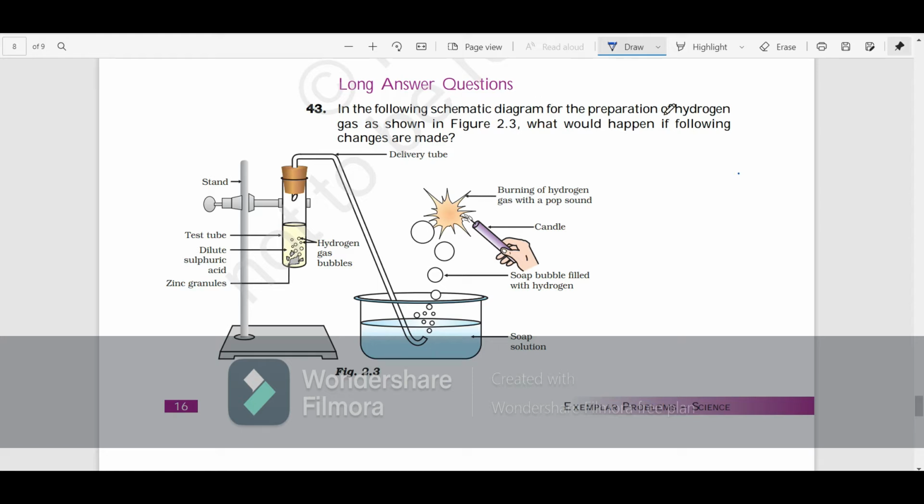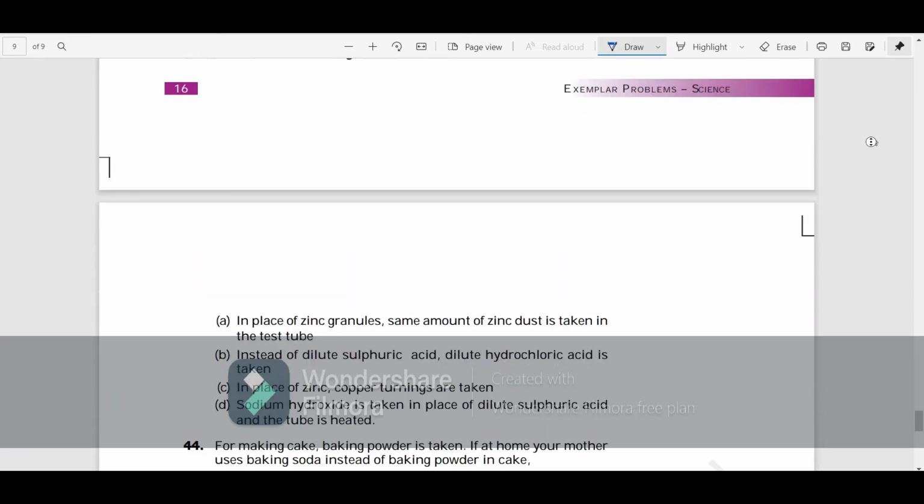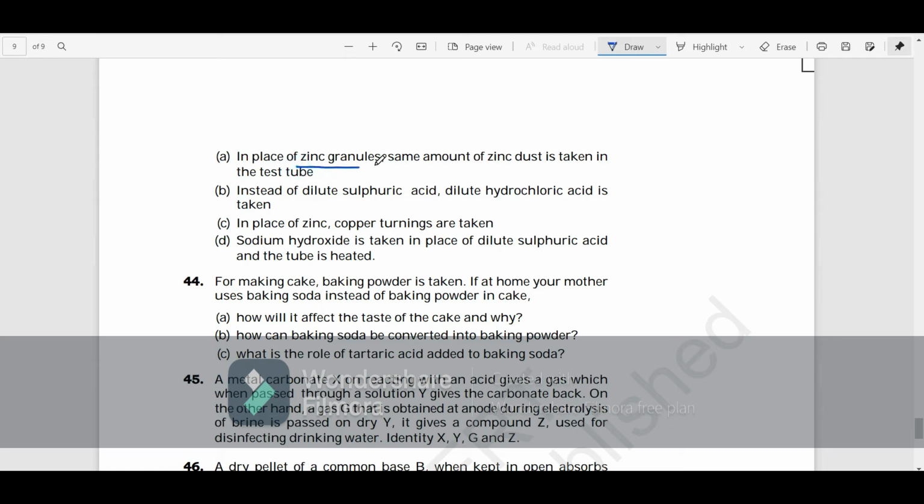In the following schematic diagram for the preparation of hydrogen gas as shown in the figure 2.3, what would happen if the following changes are made? Okay, so the apparatus is given. In place of zinc granules, some amount of zinc dust is taken in the test tube. Zinc dust are more finer. If you see zinc granules, they are like this. So if you just apply a little bit of common sense, where will the reaction take place much faster? In this case, because it's much finer, the reaction will take place much faster. So in place of zinc granules, if zinc dust is used, then the reaction is faster.